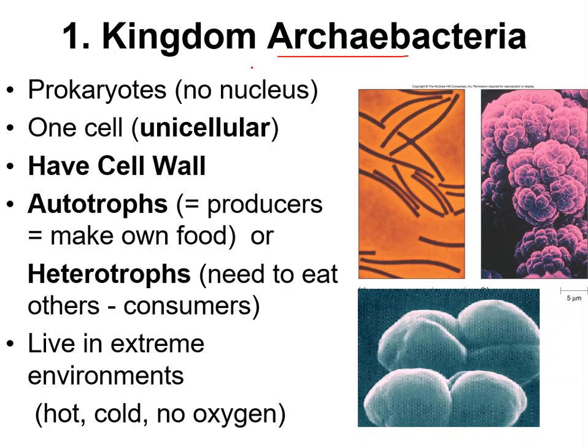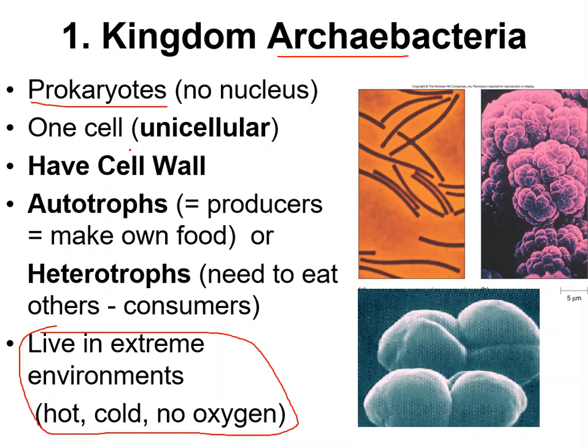So again, Archaebacteria, they are prokaryotes, they are bacteria. But the point of these is that they live in very extreme conditions. Very hot, very cold, very low oxygen, very acidic, right? Stuff like that. They have cell walls, they're unicellular, they are autotrophic, they make their own food. Some do. And then some are heterotrophic. Some actually need to consume others. They actually break down and help decompose and decay plants and fungi and stuff.